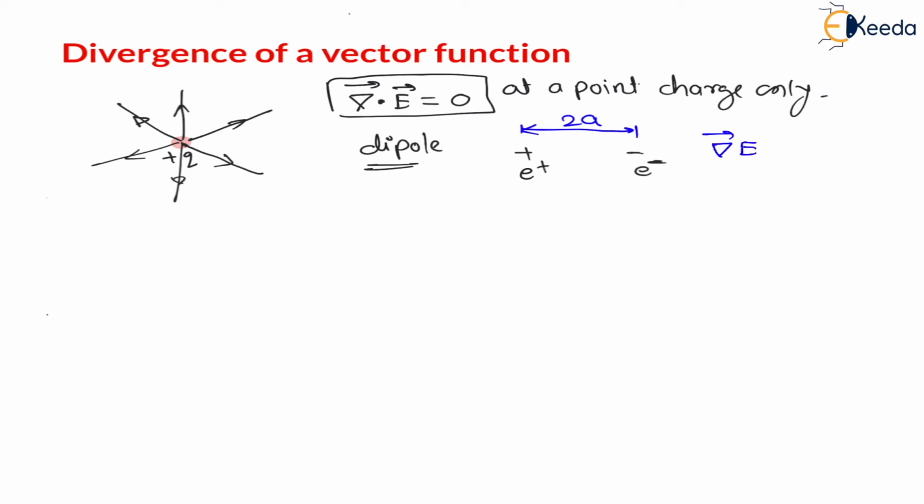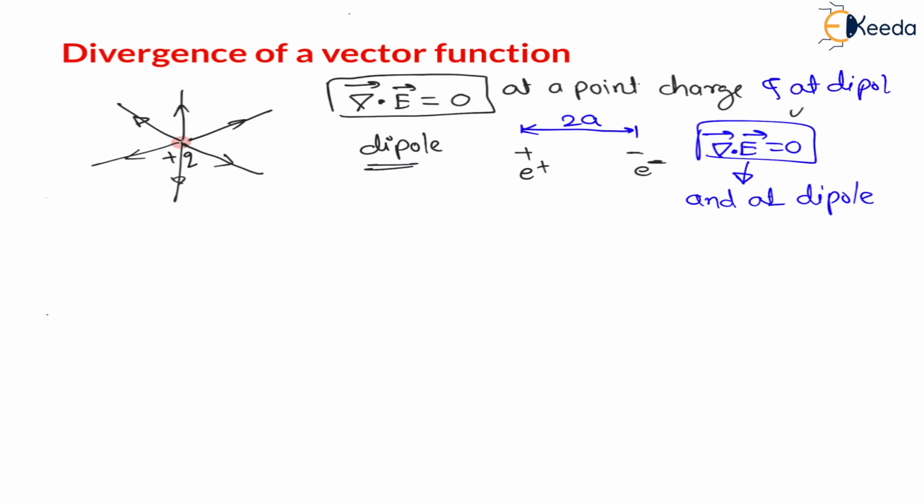That is, del dot E is equal to 0. Means for the electric field, remember this thing. For the electric field at a point charge and at a dipole, the divergence is 0.